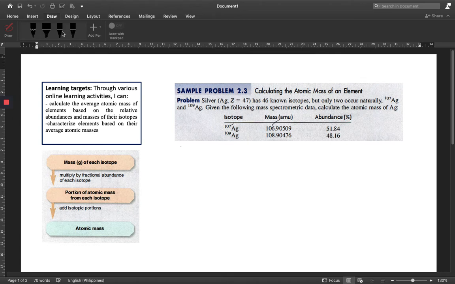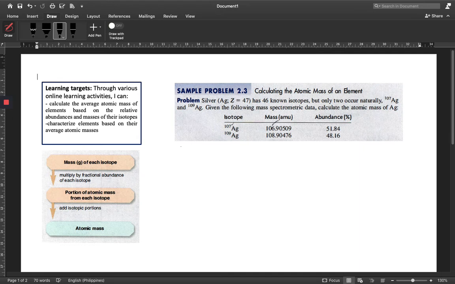Okay, so now we start with our problem solving. Again, we have 107. We now have the atomic masses for each particular isotope. Our goal is to get the relative atomic mass. First, we have to multiply each mass by the fractional abundance of each isotope. In here, we are given the percent abundances.